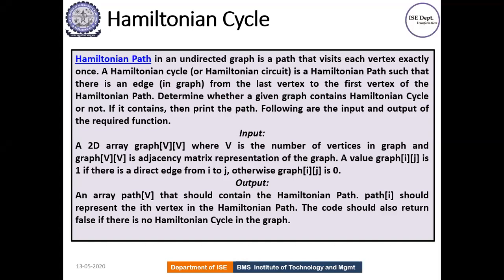So what is this Hamiltonian path? It is nothing but an undirected graph. The graph which is given over here is an undirected graph. So what is the problem statement over here? We need to find a path. That path should visit each and every vertex in the remaining graph.